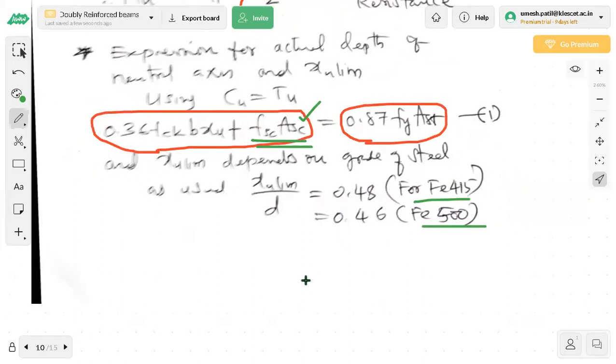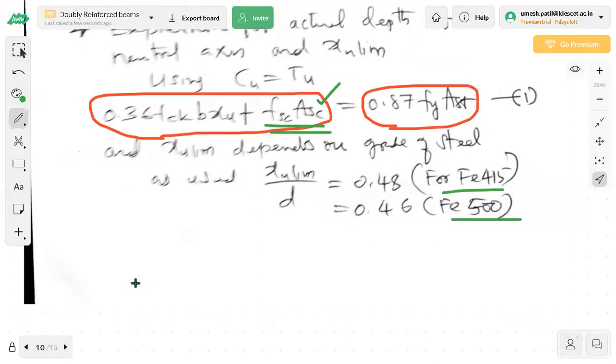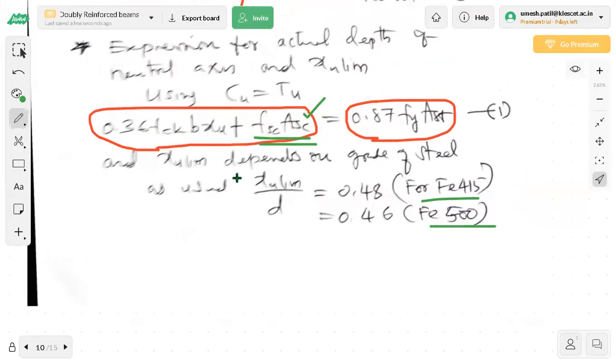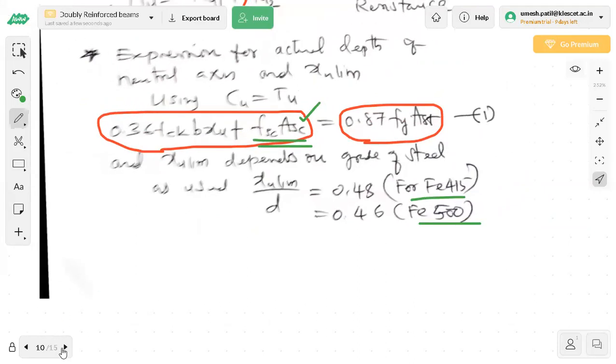Okay, let us go to the next page. Now in this page, the important thing that we have learned is FSC into ASC. One extra term is introduced when you calculate the depth of the actual neutral axis XU. When you calculate XU, remember this extra term FSC ASC, which was not there in the case of singly reinforced sections. So let us go to the next page.